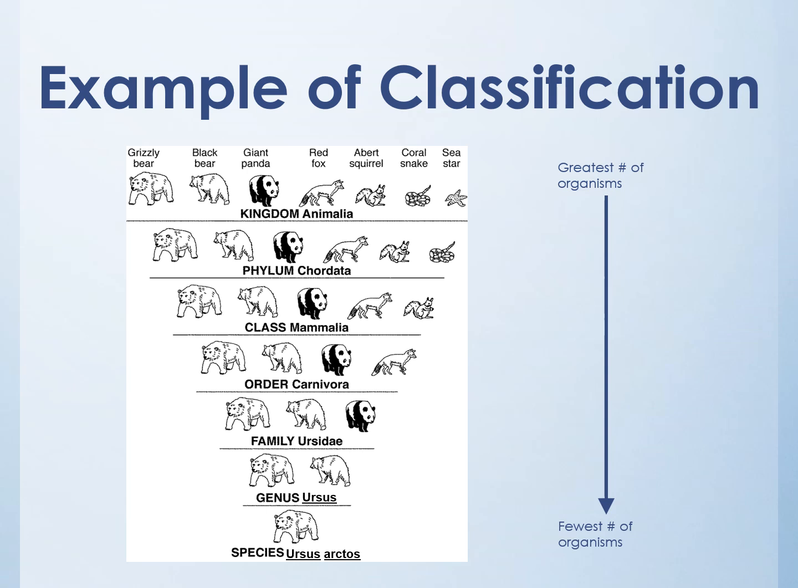Order Carnivora, class Mammalia, phylum Chordata, and kingdom Animalia, which means animal kingdom. Notice how the higher up you go on the chart, the more organisms are included in each level.